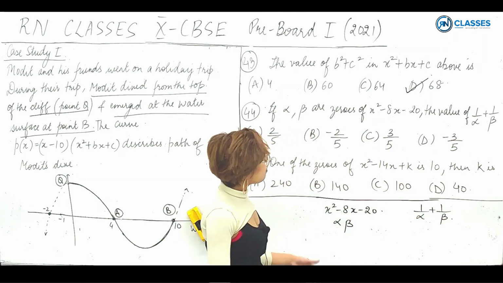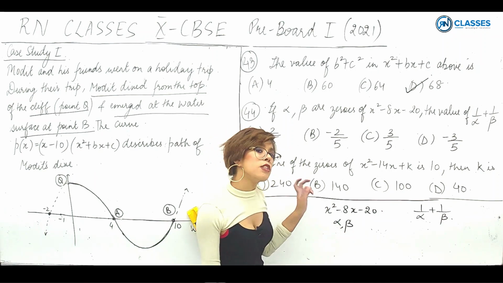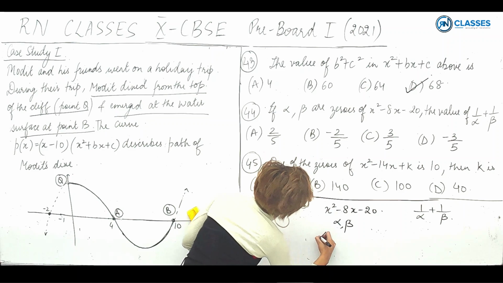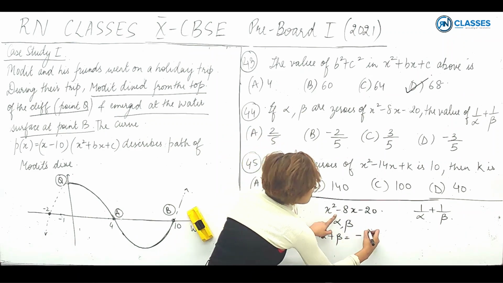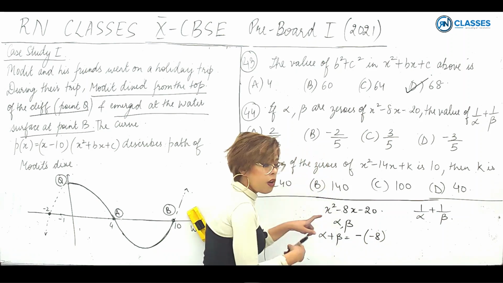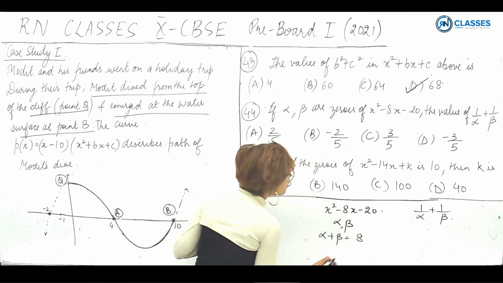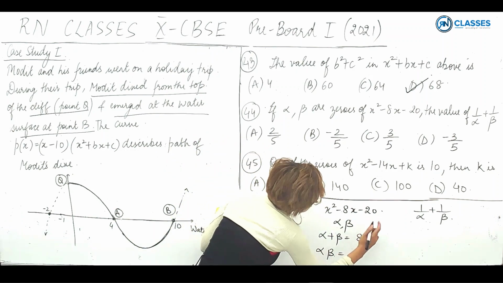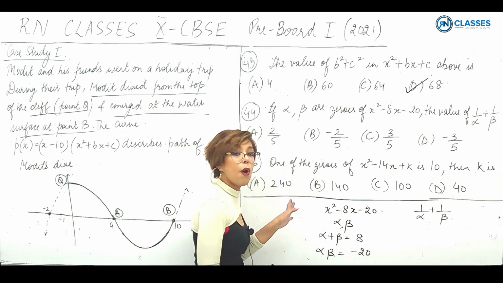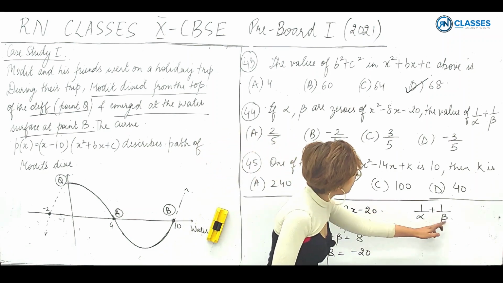Right? Now if I know that alpha beta are the zeros of this polynomial, I know sum of zeros. That means I know that alpha plus beta is equal to what? Minus of minus 8 divided by 1, or I can directly write it as 8. Right? Also I know product of zeros, as in alpha beta, which is equal to minus 20 divided by 1. These two relations are known. I need to find the value of this.